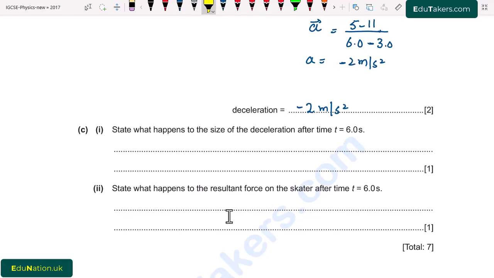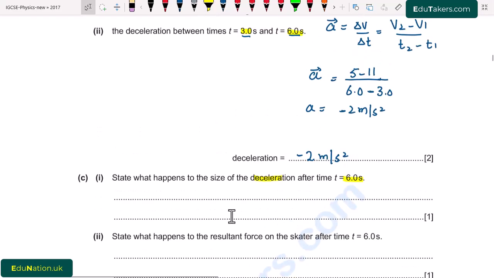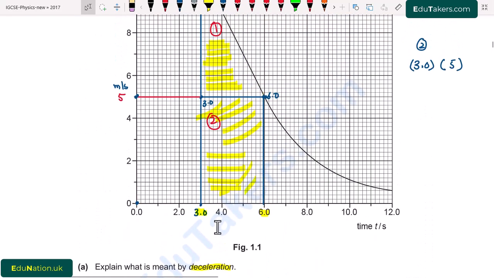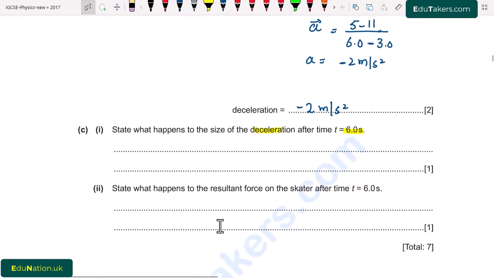Part C. First, state what happens to the size of deceleration after t is equal to 6.0 seconds. So going back to graph, here is 6.0 second, and we can see that there is a curve after 6.0 second. So we have to explain what happens to the deceleration. So we can see here that the gradient decreases, which means that the body is not slowing down as rapidly. So I write here deceleration will decrease because the gradient decreases.